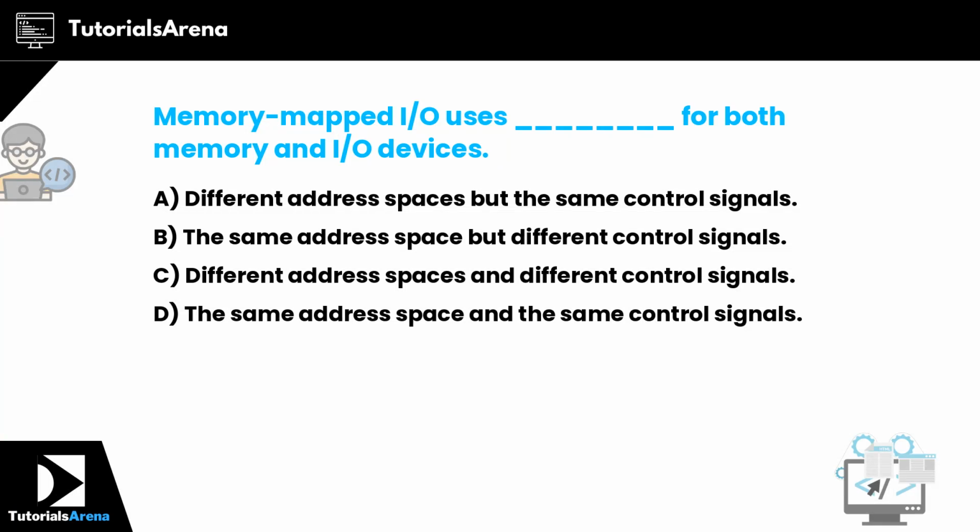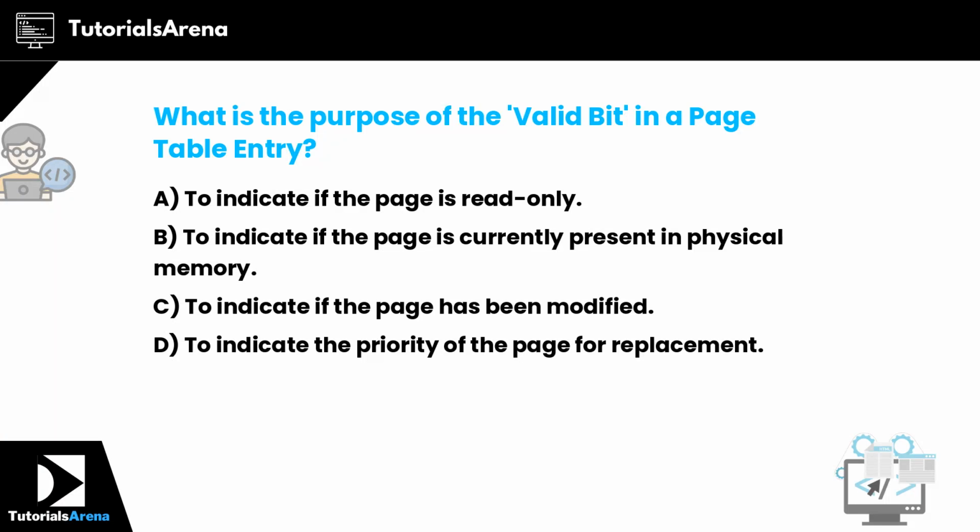Memory mapped I/O uses ________ for both memory and I/O devices. The correct answer is option D. The same address space and the same control signals. What is the purpose of the valid bit in a page table entry? The correct answer is option B. To indicate if the page is currently present in physical memory.